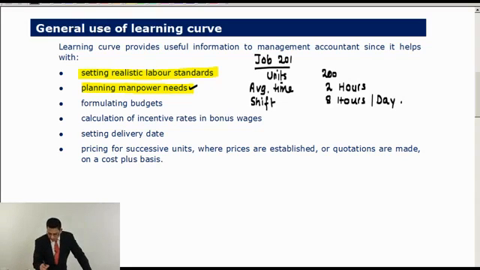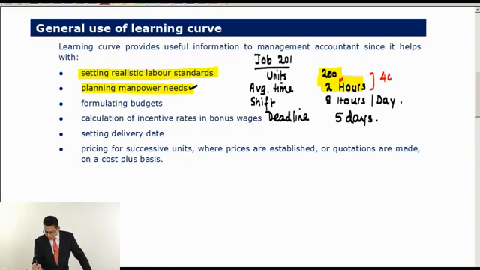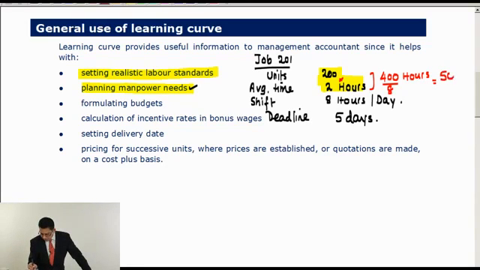And the client has given us a deadline to deliver this in 5 working days. The client has asked us to finish the job and hand it over in 5 working days. So the maximum time available to us is 5 days. Now, if this information is available to us, can I say 200 units will take 400 hours? 200 times 2 will take 400 hours, and there are 8 hours a day available. So if I divide this by 8 hours, it gives me 50. We need 50 days.